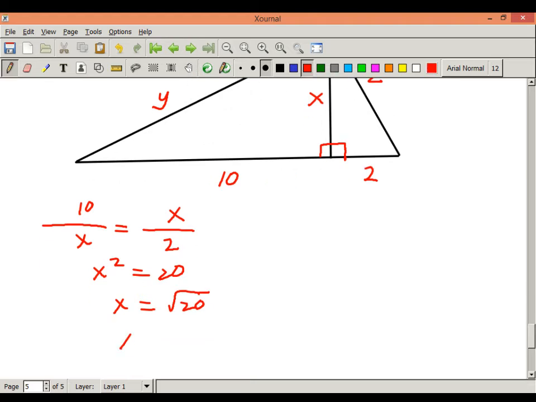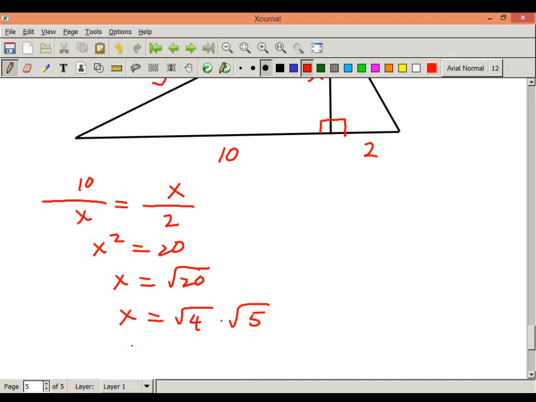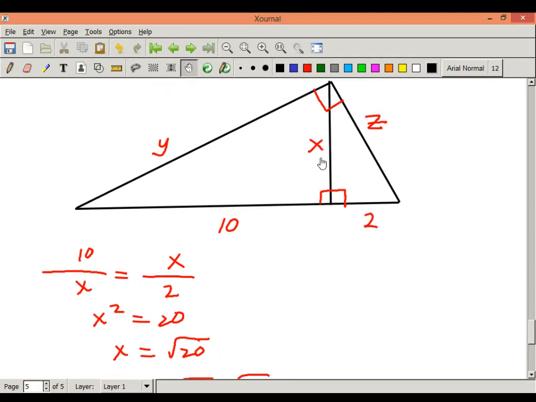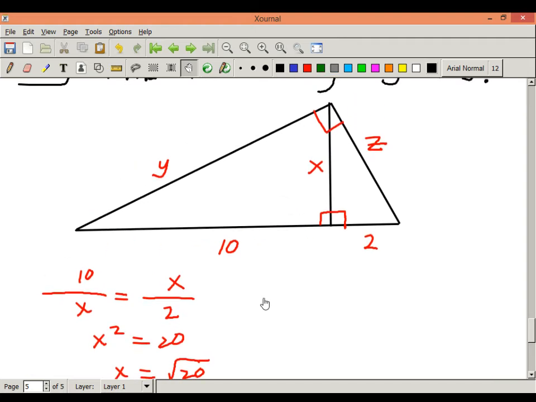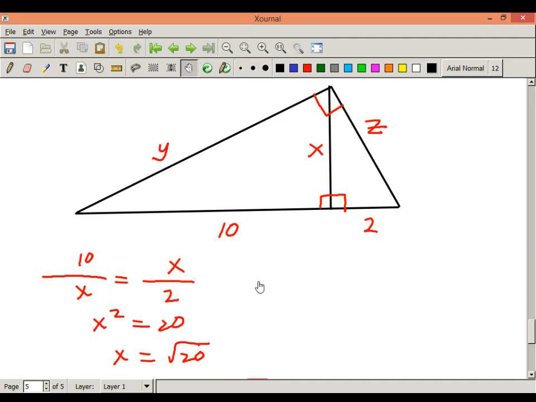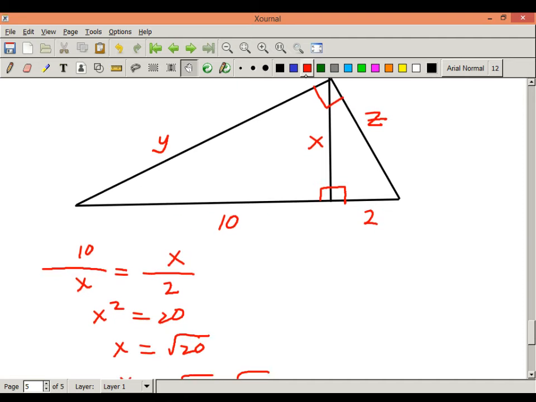So we know that x equals the square root of 4 times the square root of 5. And so we're going to simplify that and say that x equals 2 times the square root of 5. Okay, so we actually just calculated the altitude of that triangle. Now we're going to find y and z. So that's a different theorem.